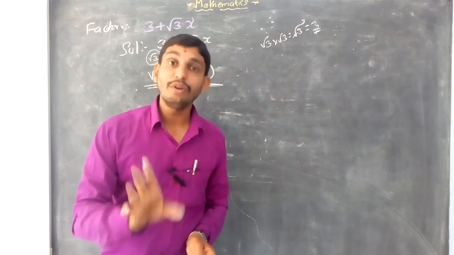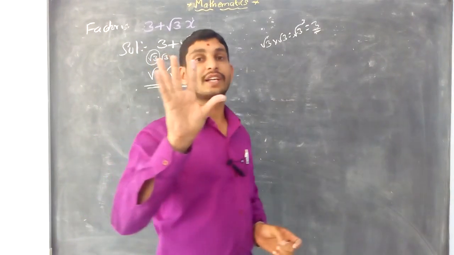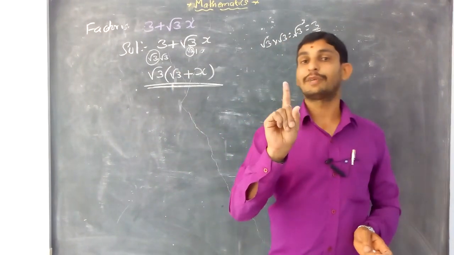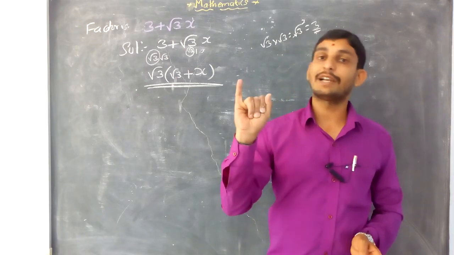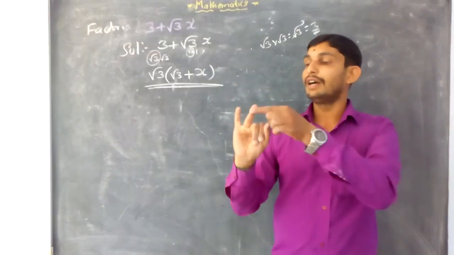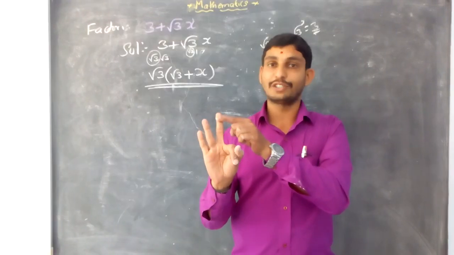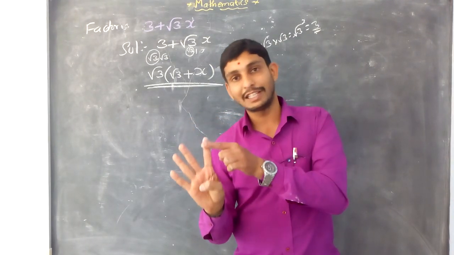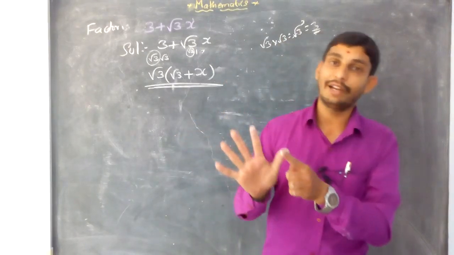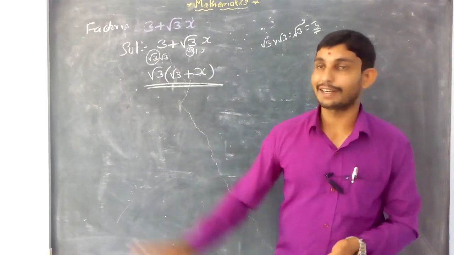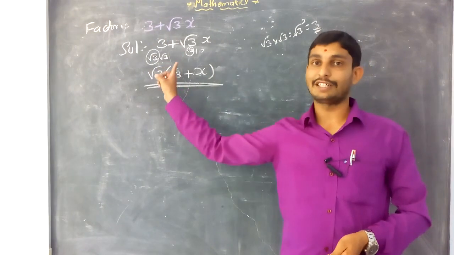Now for factorization, how many methods are there? 5 methods are there. First method is taking common factor method. Second method is by using grouping method. Third method is you have to use identity a square minus b square. If it is not possible, splitting the middle term. Last method is completing square method. Now we successfully completed the method of taking common factor. Hope there is no doubt.